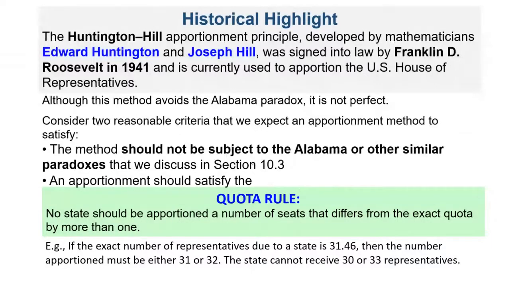So if the exact number is 31.46, for example, then the number apportioned must be either 31 or 32. So this number 31.46 is between the integers 31 and 32. The state cannot receive 30 or 33 representatives. But by the Huntington-Hill method, it can happen that the state receives a number that doesn't satisfy the quota rule.